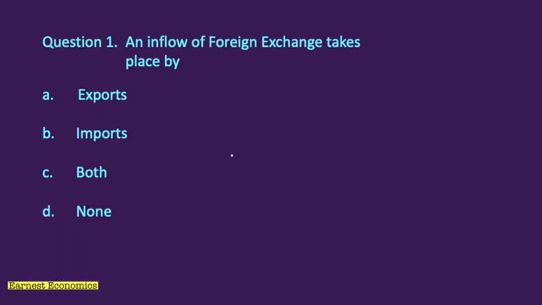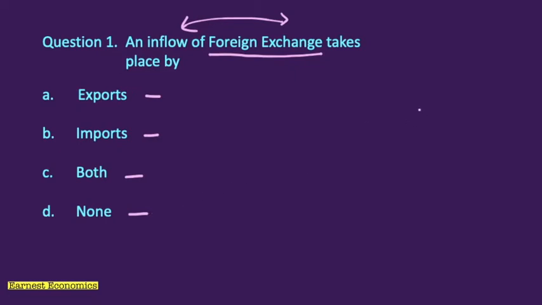Our first question is, an inflow of foreign exchange takes place by. So you have to identify the sources of inflow of foreign exchange among the given options. Now we have four options before us. The first one is exports, the second one is imports, the third both, that means imports as well as exports, and the fourth one is none of the above. Now you have to find the most appropriate answer to the given question.